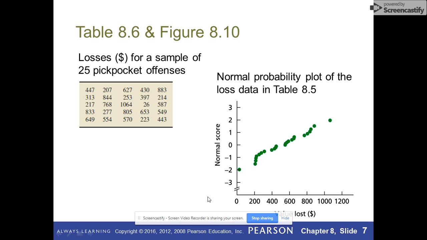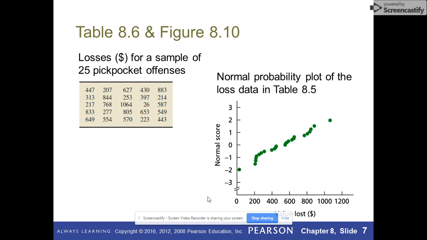Let's take a look at checking our assumptions. So we assume that we're in a situation where we have a normal distribution or a large sample size, but we still want to check for outliers. So here, this data has been put into some software to provide us with a normal plot, right? Now, this is the losses for a sample of 25 pickpocket offenses.